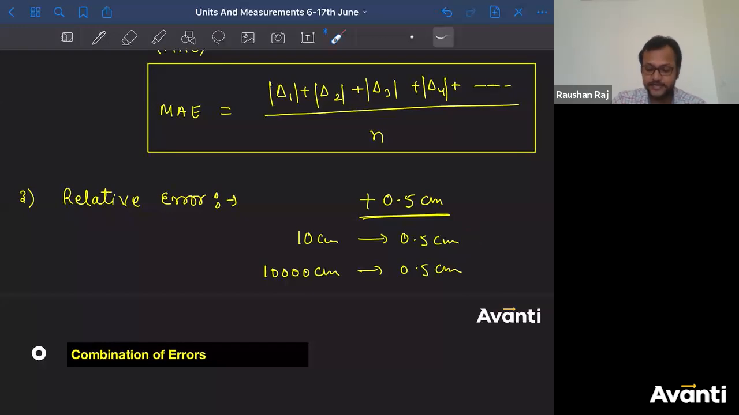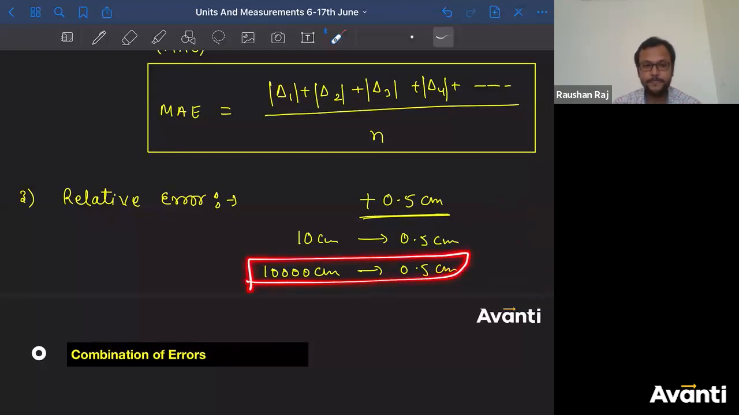If I ask you to find the relative error, I'll define this relative error as 0.5 divided by 10. Here I'll define this as 0.5 divided by 10,000. Automatically I can say, out of 10, 0.5 is the error. Out of 10,000, 0.5 is the error. This is having the smaller value. So I can easily say that this is more acceptable.